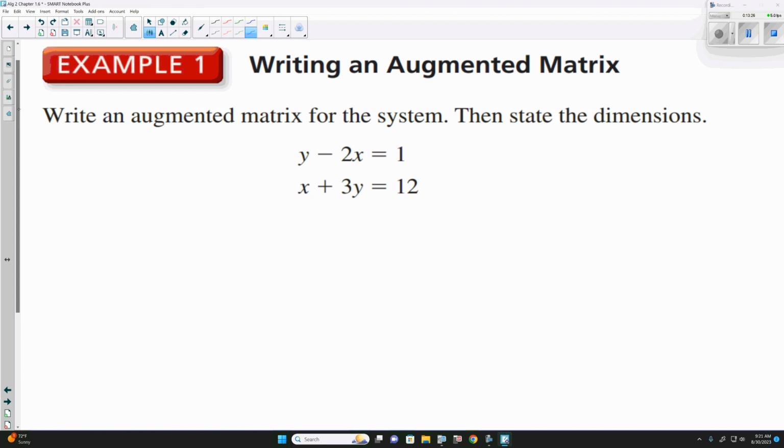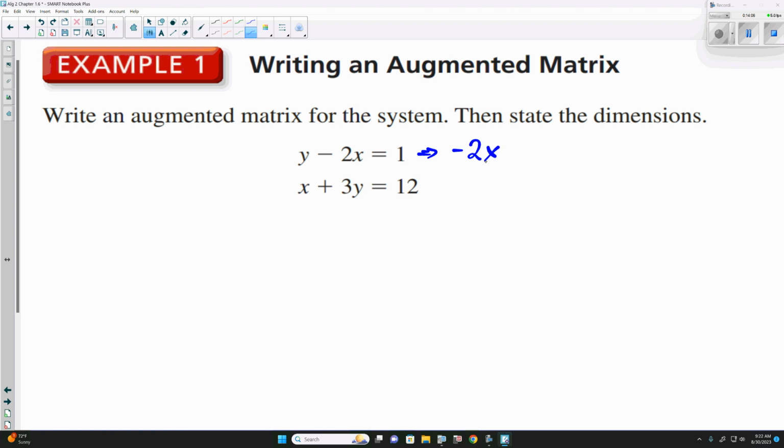All right. Now, one of the biggest things with an augmented matrix is the variables have to line up. The normal way we write this is x first, y second. Also, with an augmented matrix, anything that does not have a variable, our constant terms, needs to be on the other side of the equal sign. So if we look at these two equations, our second one, x plus 3y equals 12, is fine as it is. However, the first equation, y minus 2x equals 1, is in the wrong order. The variables are on the correct side. Our constant terms, the numbers without a variable, are on the correct side. So all I need to do is reorder this.